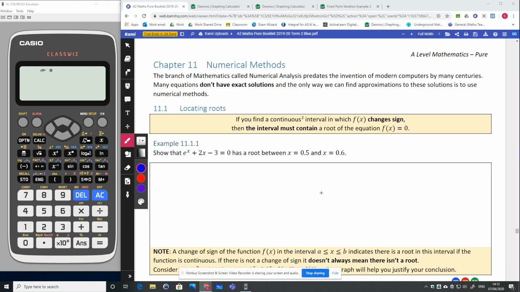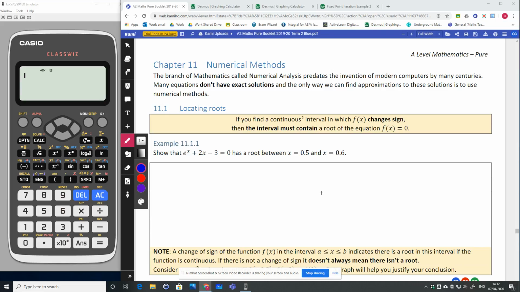A2 Pure Maths, Chapter 11, Numerical Methods. This is a branch of mathematics called numerical analysis. The idea is it's a method to find solutions where we don't have exact solutions to equations. Obviously, the majority of equations don't have exact solutions, so we're only looking for approximations.